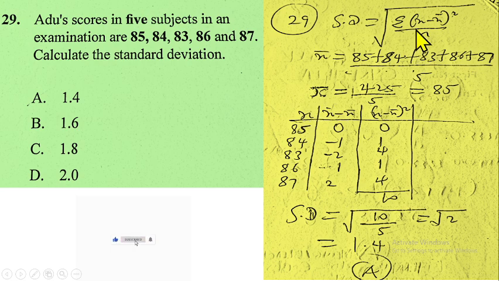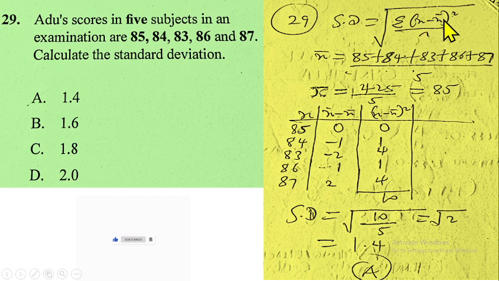Then from there, we can now populate this deviation, x minus x bar. So you can tabulate that one. These are our x, the values of our x. Then you can find x minus x bar. So we have 85 minus 85, that gives us 0. 84 minus 85 gives us minus 1. 83 minus 85 gives us minus 2. 86 minus 85 gives us 1. 87 minus 85 gives us 2.